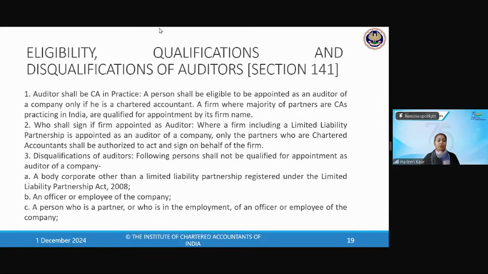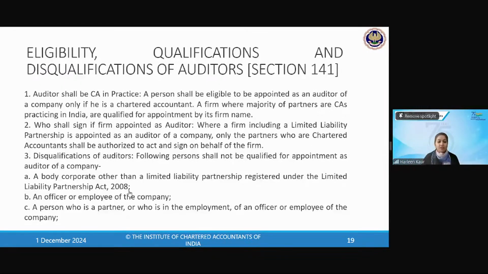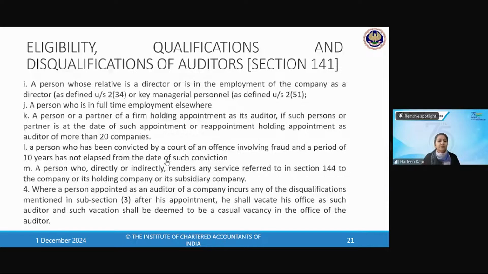No, ma'am, he cannot be appointed because he's disqualified to be appointed as an auditor under clause G. Which clause of 141 is it? Section 141, subsection 3, clause J, where a person who is in full-time employment elsewhere. Also, he's not having a certificate of practice.